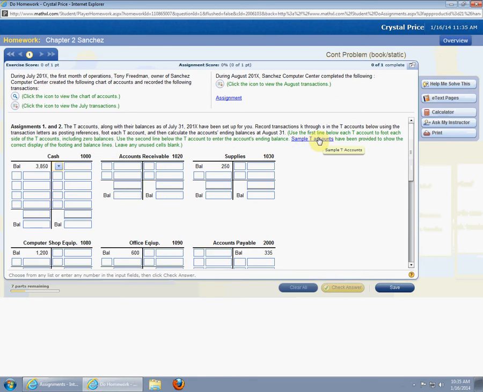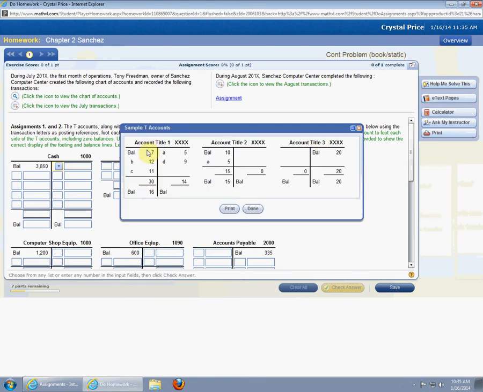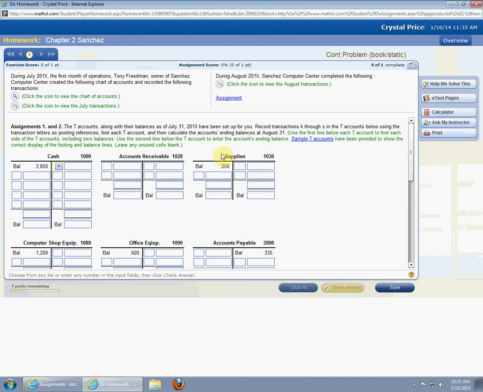And here's a sample they show you. Here's a footing where they have put the balances and then they record the balance. And we'll talk about that, how they record the balance. But they give you lots of resources.